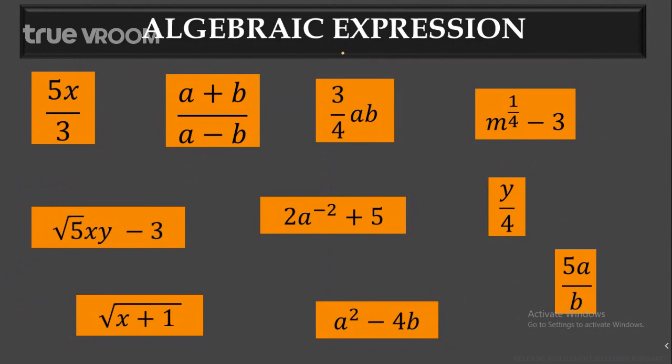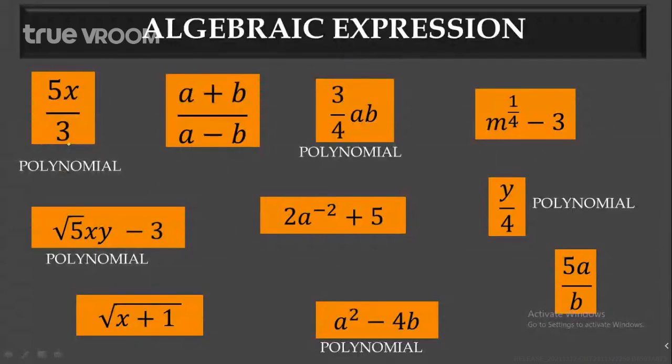So the rules that we discussed earlier with monomials are the same rules that you are going to follow in identifying polynomials. It should have a positive whole number exponent. The variable should be in the numerator, and there should be no variable inside the radical sign. So all of these are polynomials: 5x over 3, 3/4 ab, y over 4, a squared minus 4b, and square root of 5xy minus 3. They are polynomials because they follow the rules about monomials.